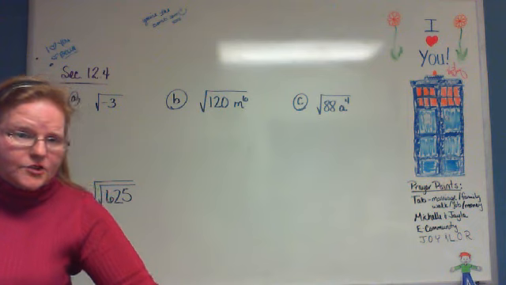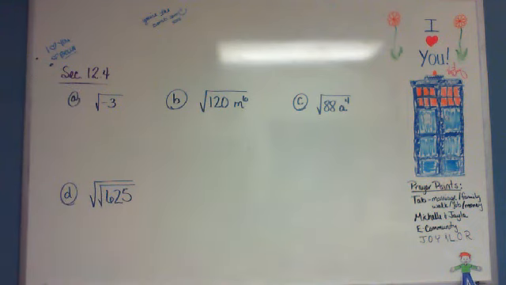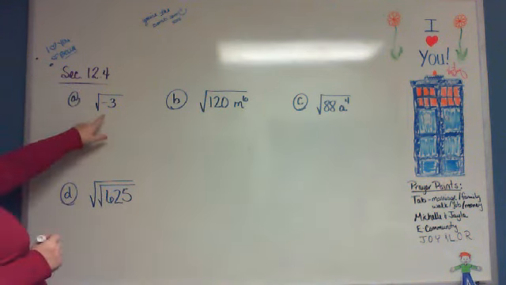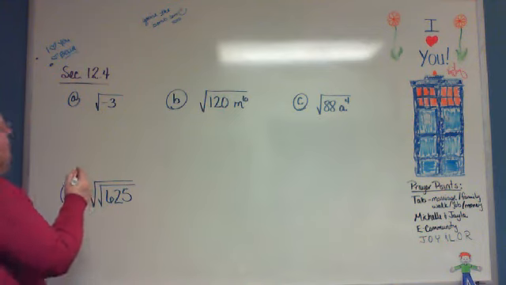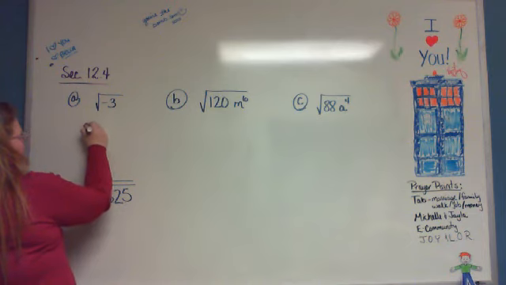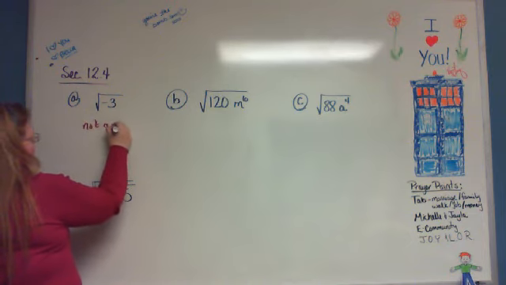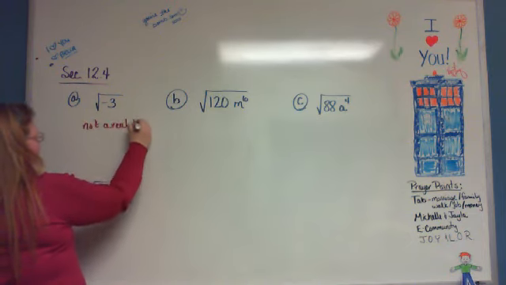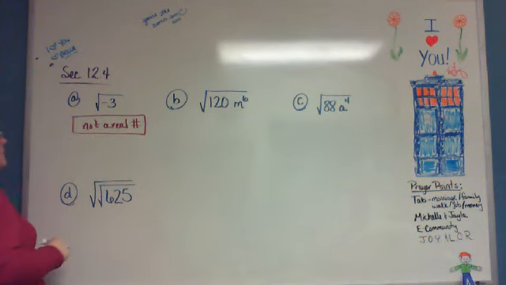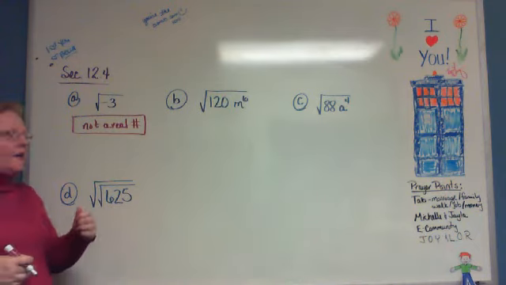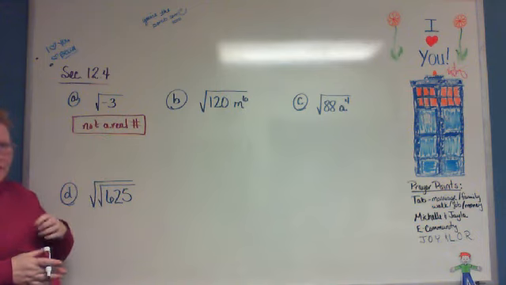Okay, let's see what you did. For this one, remember I told you couldn't have a negative underneath? That's a negative underneath, which means our answer should just be not a real number. There is an answer, but all you need to know right now is that that answer is not a real number.